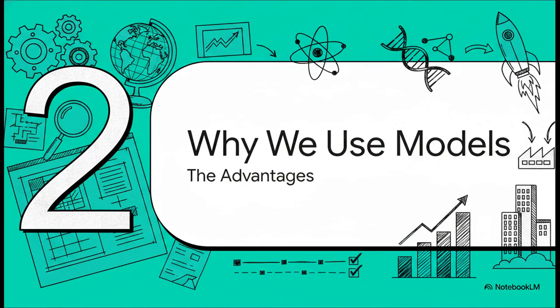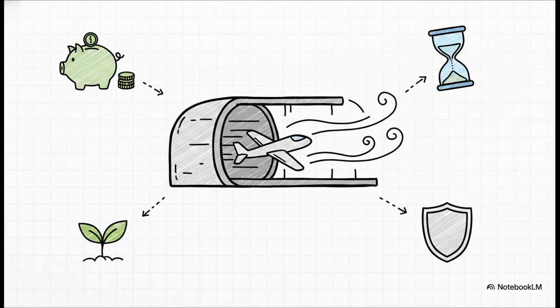Moving on to section 2, why we use models. When you look at the sheer practicality of models, the advantages are massive. I mean, they save us time, they save money, they conserve precious natural resources. But maybe most importantly, they physically keep us safe. Think about it. Engineers use a wind tunnel with a tiny scale model of an airplane to test aerodynamics way before they ever build a full-size jet. We avoid terrible disasters and save countless lives simply by testing out our biggest ideas on small, safe models first.